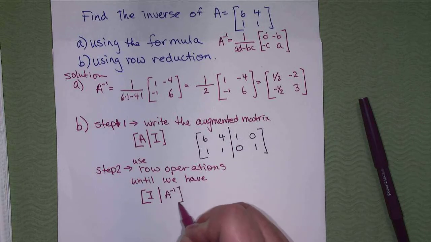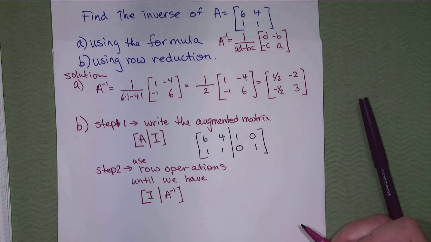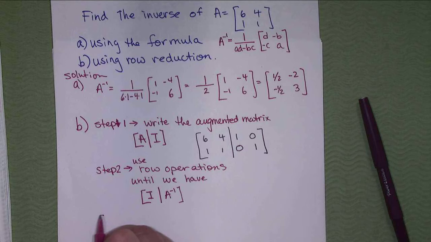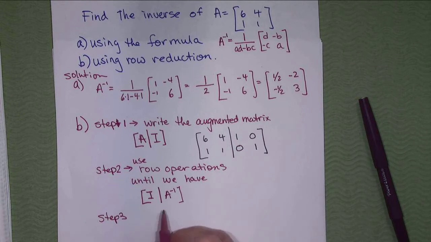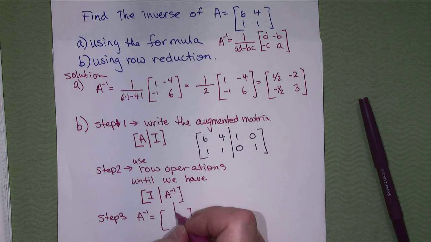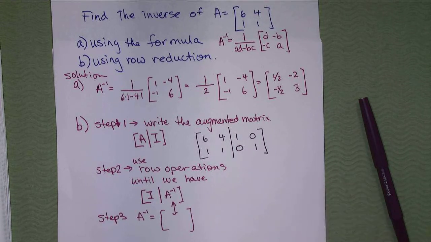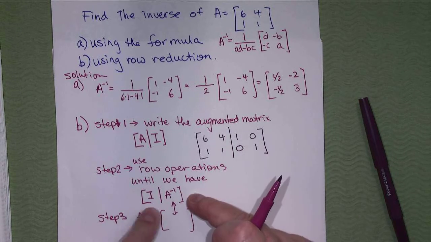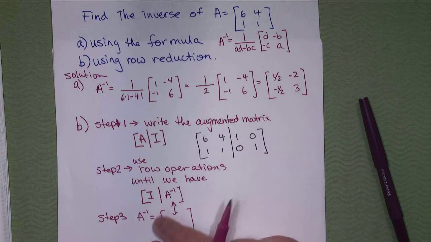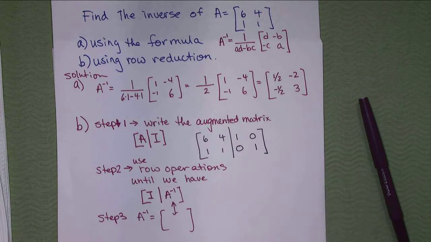Now step 3 is to write A inverse equals and take it out of the bracket. Okay, you don't just stop with it augmented and say that's the inverse, because it's not. It's part of the equation, but this is a great big matrix. The actual inverse is right there, so we would write that out. And step 4 could be to check your answer.